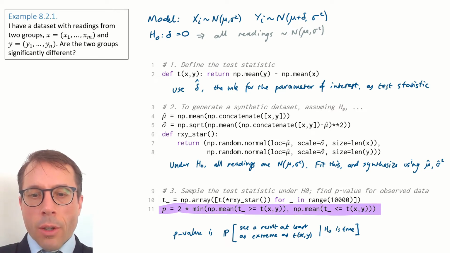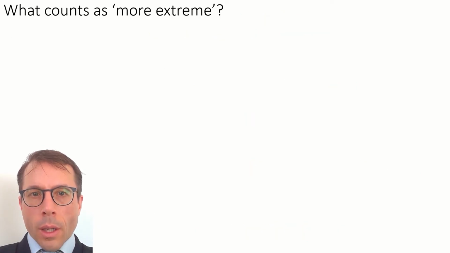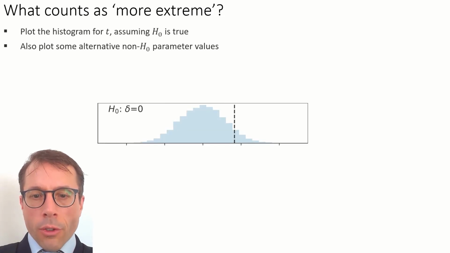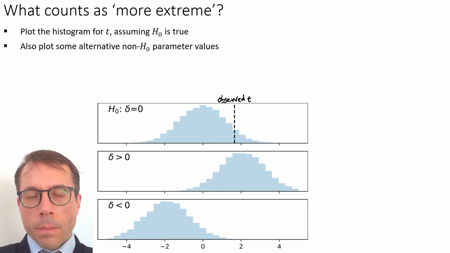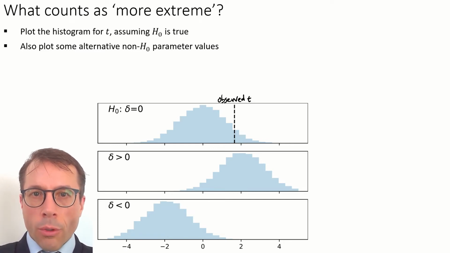First thing to think about is, what do we mean by extreme? Here's how I suggest thinking about it. First, let's plot the histogram showing what we'd expect to see for t if H0 is indeed true. Then, plot some histograms showing what we'd see if H0 weren't true. I simply picked some arbitrary parameters, generated synthetic datasets using those parameters, and plotted the resulting histograms for t.